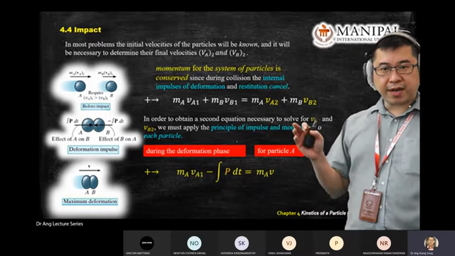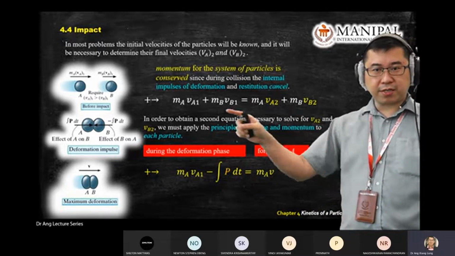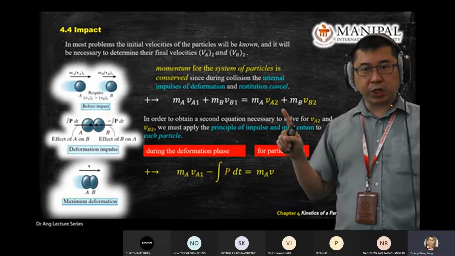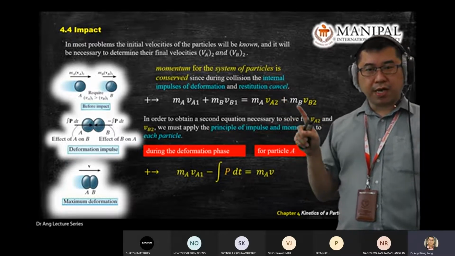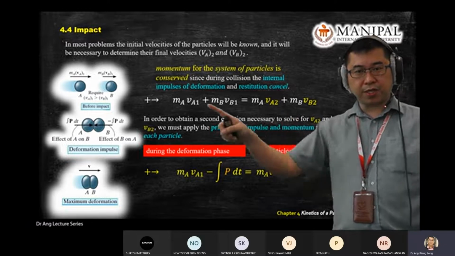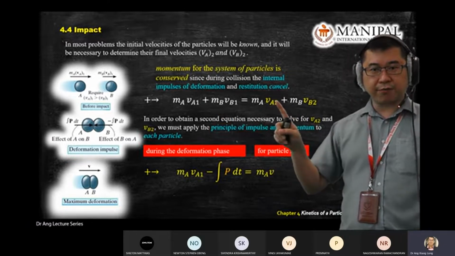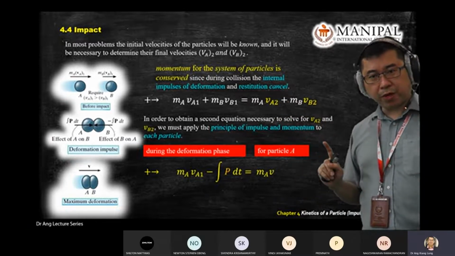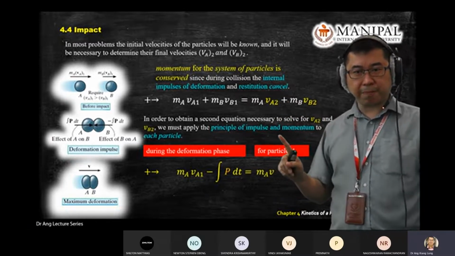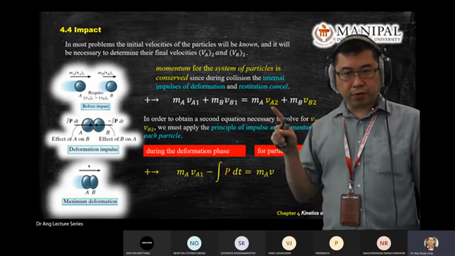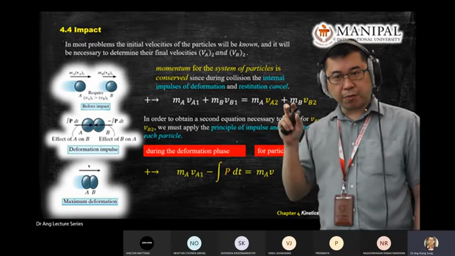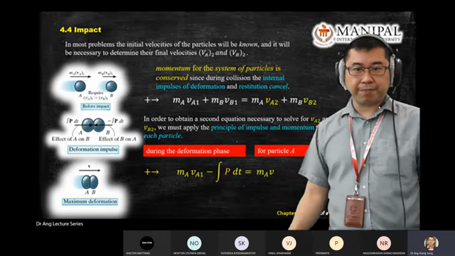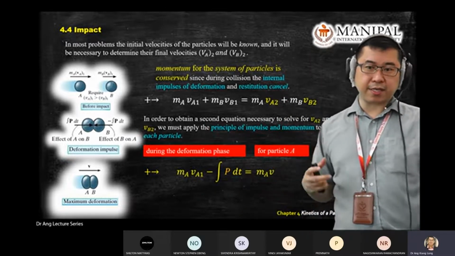So once you have this equation, this is from the conservation of momentum. You need to solve VA2, VB2. How do you solve for these two? Because this is a single equation with two unknowns, you're not able to solve. You need the help of one more equation, which is the principle of impulse and momentum. We focus on an individual object. In this case, we focus on A. Of course, you can use B if you want. In this case, I use A as an example.